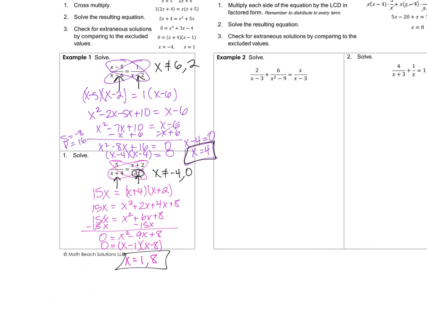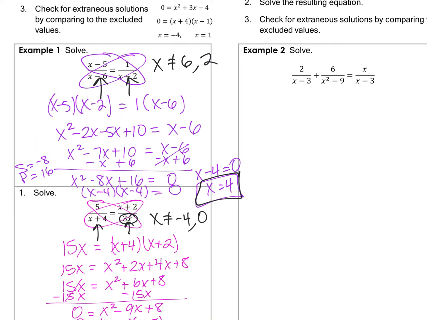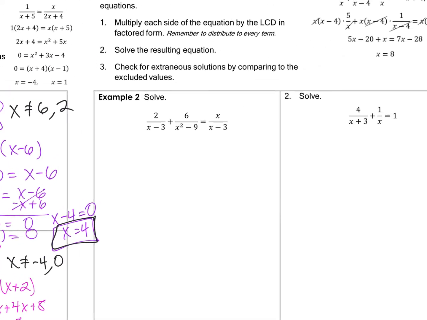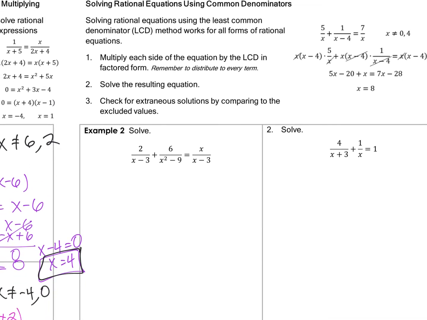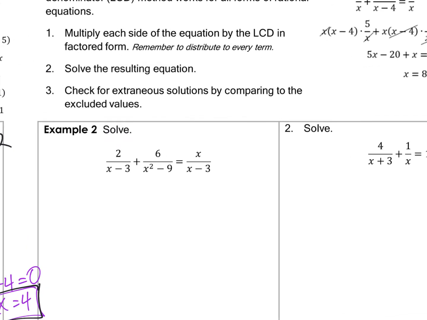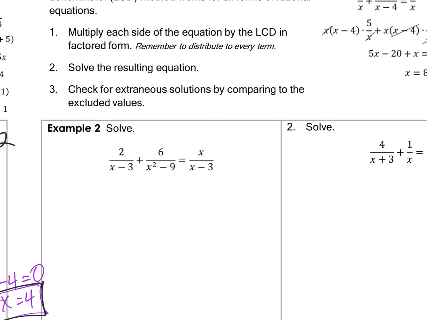Okay, so unfortunately, you don't always have just one rational expression on the left and one on the right. So if that's the case, to solve this, we're going to find the LCD, which we already know how to do. And then we're going to multiply everything by the LCD, so that your denominators will cancel out, and then you can solve. Okay, so first step is to find the LCD.